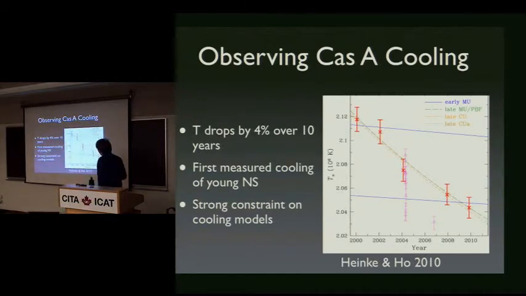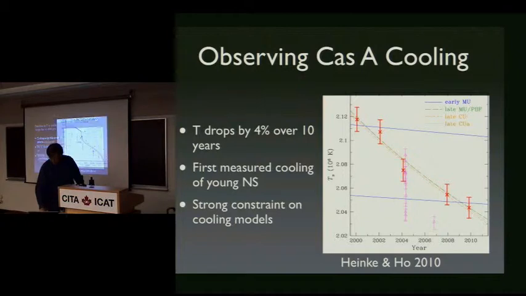So this is what we get if we take this interpretation, that we now have evidence of the Cas A neutron star cooling. The purple ones here are the ones affected by the bad column process. But these ones here are the well-calibrated observations. They show the temperature dropping by 4% over 10 years. If this is right, it is the first time we've actually measured the cooling of a young neutron star. And that is a really interesting constraint on cooling models.